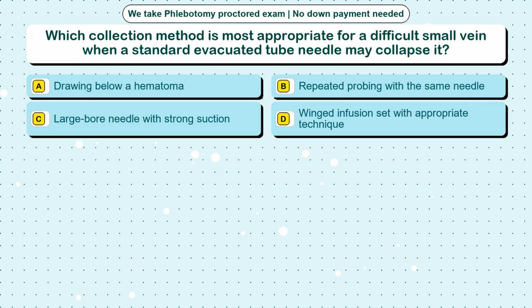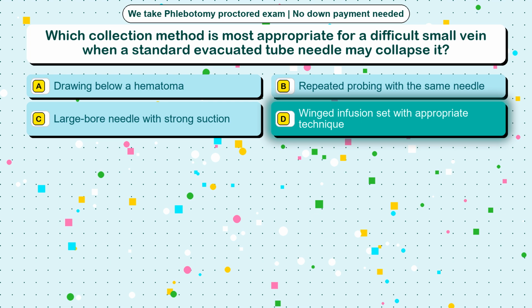Question 97. Which collection method is most appropriate for a difficult small vein when a standard evacuated tube needle may collapse it? Option A. Drawing below a hematoma. Option B. Repeated probing with the same needle. Option C. Large bore needle with strong suction. Option D. Winged infusion set with appropriate technique.